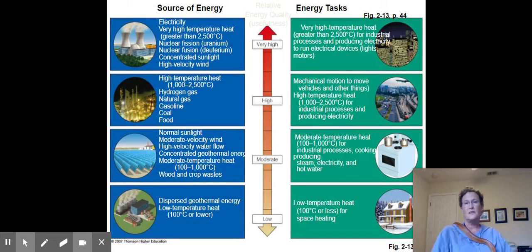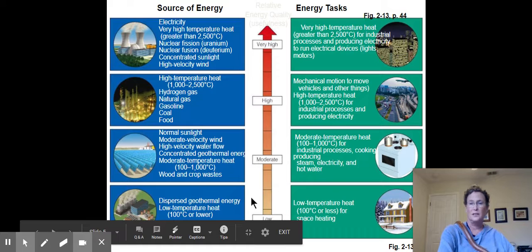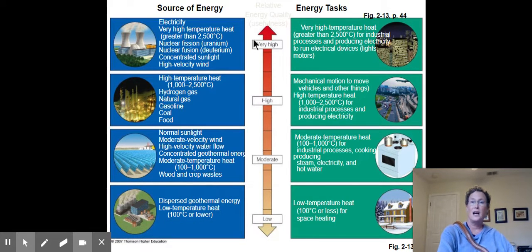So there are different sources of energy and different sources of energy tasks. As you can see down at the bottom, this is the temperature, the heat being released here, whereas up here are very high temperatures and high information, so high qualities of energy.